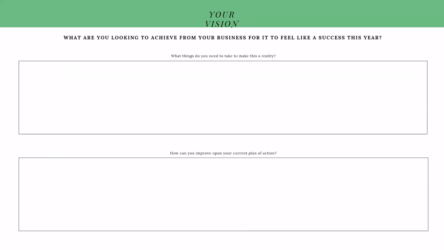And then, combining that with your vision. So putting those together. What does success look like this year? What things do you need to do to make it a reality? And what can you do to improve your current plan of action? And truly having a plan of action. When you get into marketing, you have so many, and it's almost too much, to focus on.